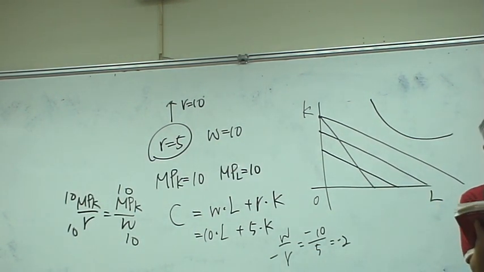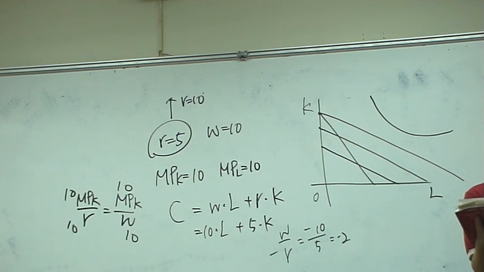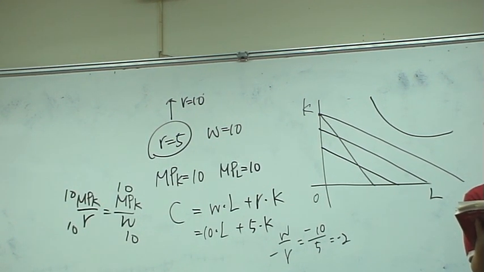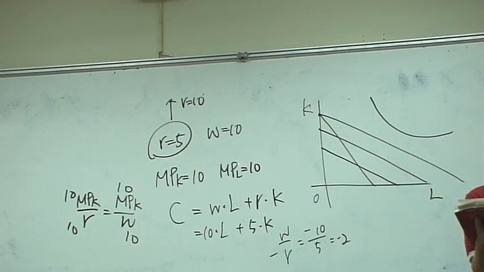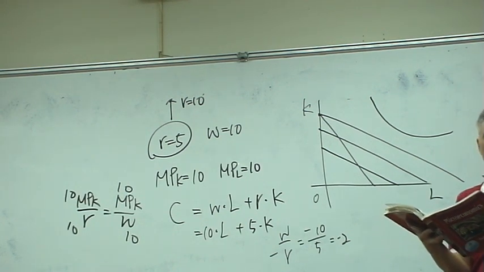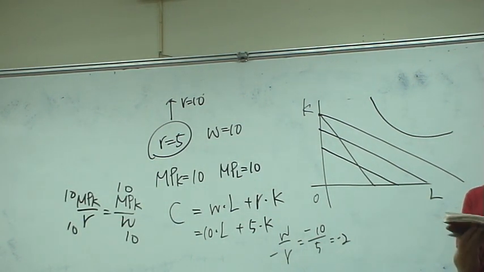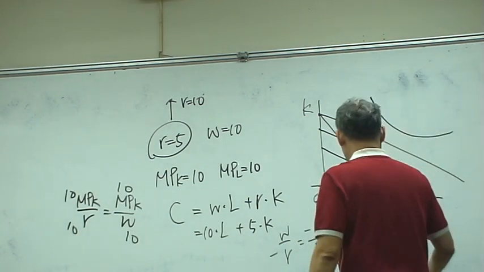Okay, question E. Assume capital is fixed. When the cost of capital R increases from 5 to 10, what happens to the short-run marginal cost curve? And what happens to the short-run average cost curve? It's not that easy to draw, but basically that means cost will go up. If I'm going to draw, I will draw something like this.